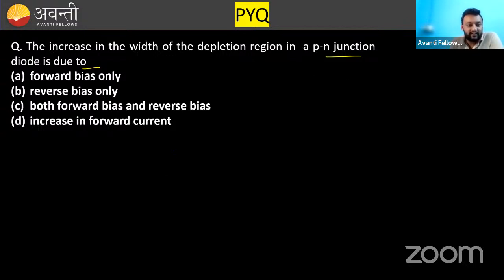Okay, very good. Option B is absolutely correct, because in reverse biasing, I asked you earlier at the start of the class, that in reverse biasing, depletion layer increases. So that's a simple question.